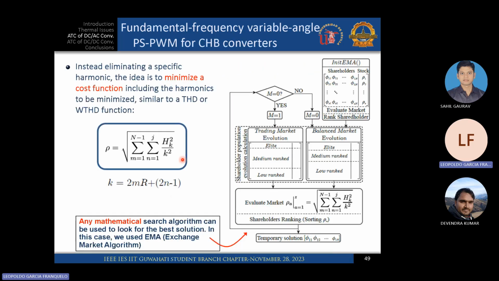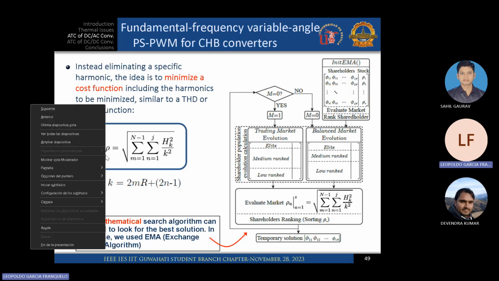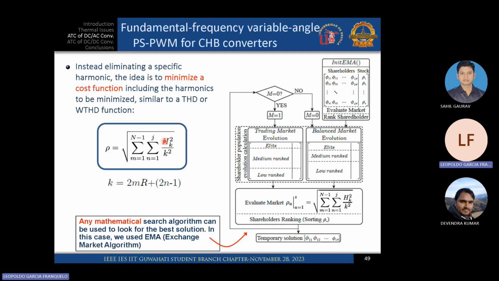Okay, then any mathematical search algorithm can be used to calculate the minimum value of this cost function. Making this minimum, we will have the minimum for the filter. Then I'm using the Levenberg-Marquardt algorithm here, but any other algorithm can be used. We're using it because it's simple, we have experience using it, and it also gives very good results.